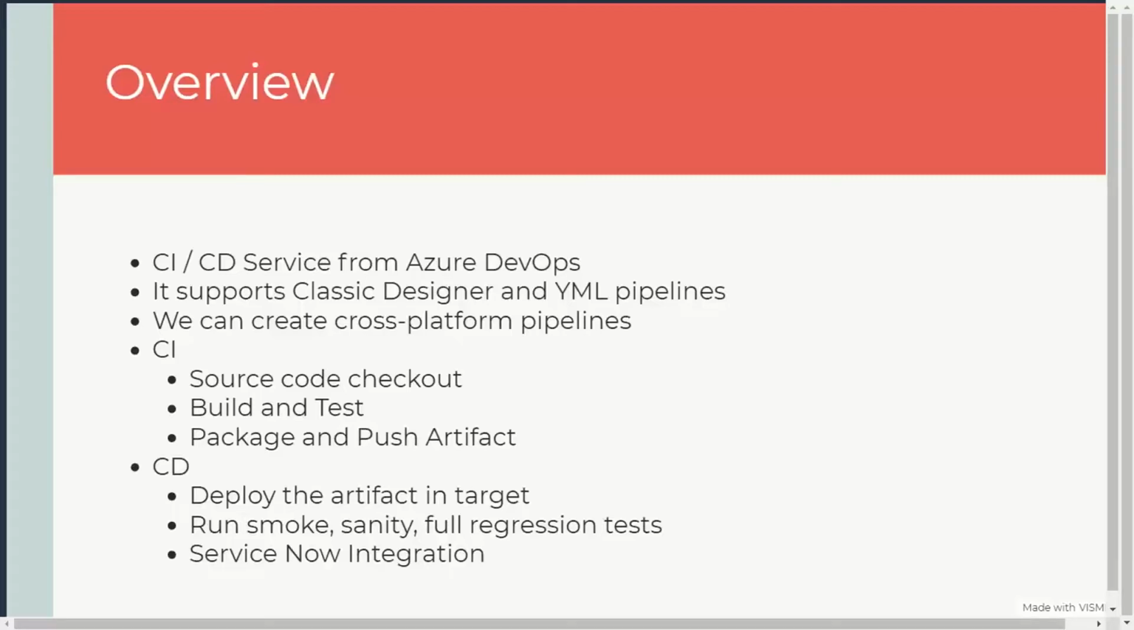Okay, so this is what the CI is. And then the CD means deploying the artifact in the target environment. Yeah, it could be anything like on-premise, Azure, or AWS.